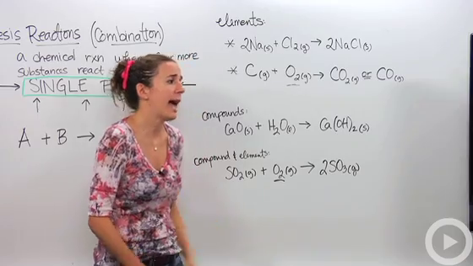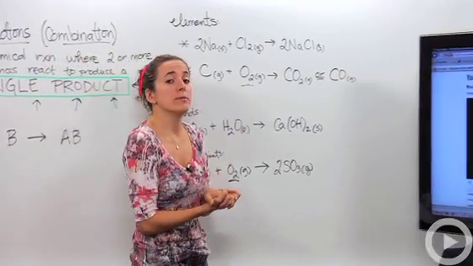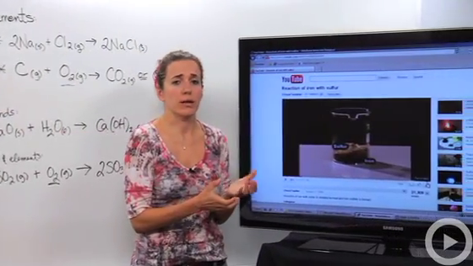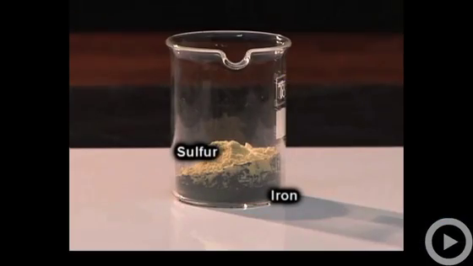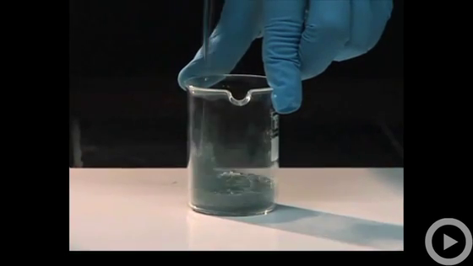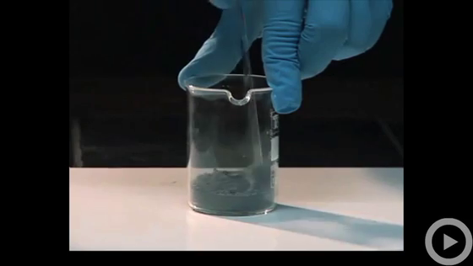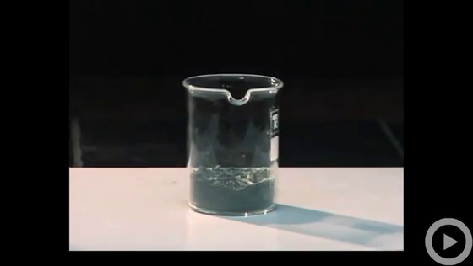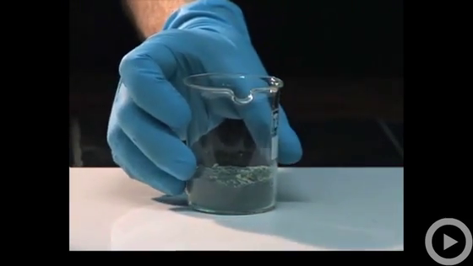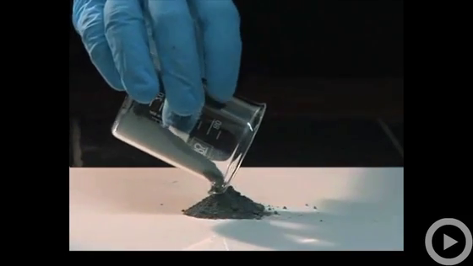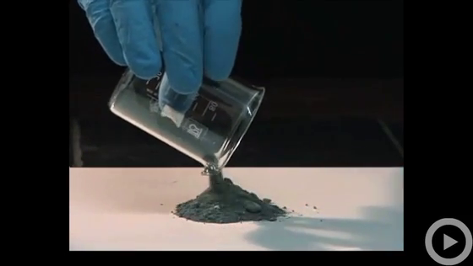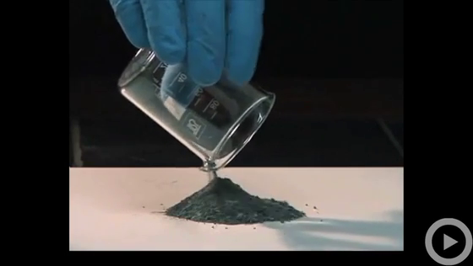All right, so let's actually look at a video describing what a synthesis reaction looks like. So we have sulfur particles and iron particles. Sulfur is the yellow and iron's the black. We're going to mix them together to form a mixture, so we have them all mixed throughout in this beaker. Then we are going to put it on the table and spread it out so we have more surface area, because the greater the surface area you have, the better the reaction is going to take place.